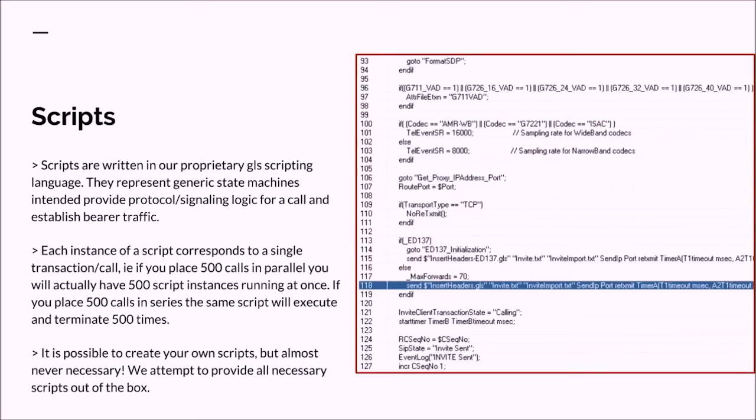Now diving deeper into each layer, scripts are written in our proprietary JS scripting language and represent generic state machines intended to provide protocol and signaling logic for establishing a call and bearer traffic. Each instance of a script corresponds to a single transaction or call. Calls can be placed in series or in parallel, which means if you place 500 calls in parallel, you will have 500 script instances all running at once. And if you place 500 calls in series, the same script will execute and terminate 500 times.